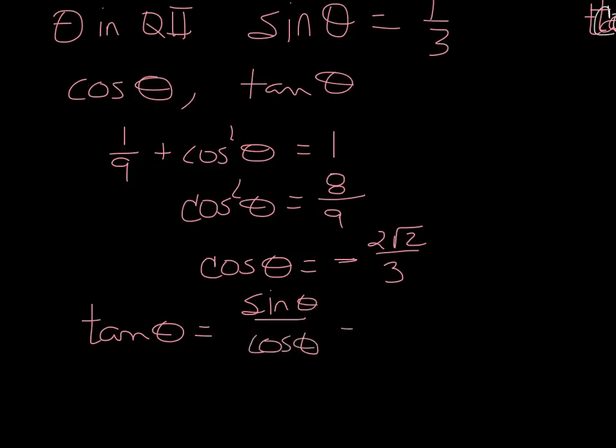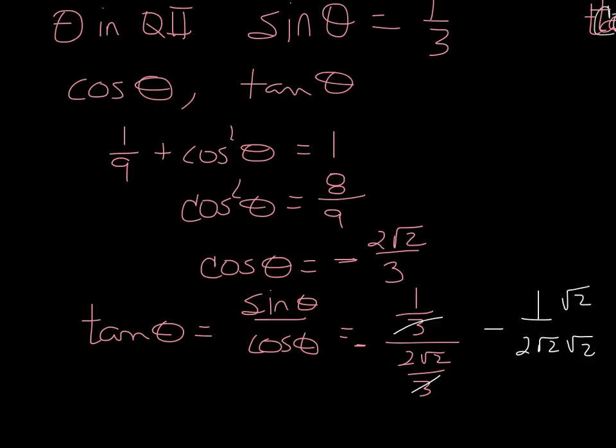So in this case, we're going to have sine, which is 1/3, over a negative 2 square roots of 2 over 3. And anytime you have a fraction like this, those denominators are going to cancel each other out when you flip and multiply. So we get a negative 1 over 2 square roots of 2, but we can't leave that square root down there. So we get a negative square root of 2 over 4 for the tangent.